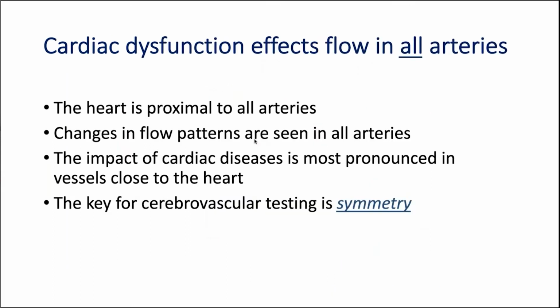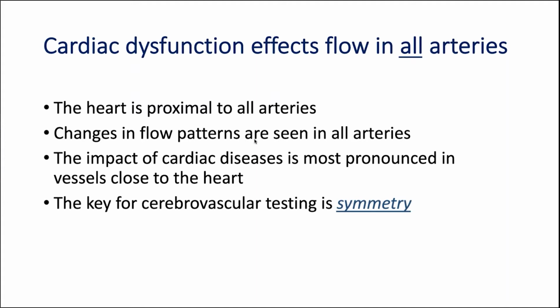So there are a few basic things to keep in mind when we talk about the effects of cardiac disease on what we see in the peripheral arteries, and in particular in the carotid arteries. And these are extremely basic, but you have to keep them in mind. Remember, the heart is proximal to all of the arteries in the body. So any changes in flow that are generated by a problem with the heart will be demonstrated in all of the arteries in more or less a uniform way. The impact of the cardiac diseases, however, is most pronounced in the arteries that are closest to the heart. And this naturally makes sense.